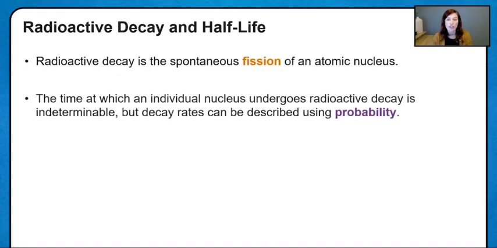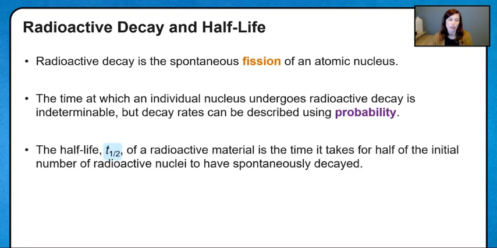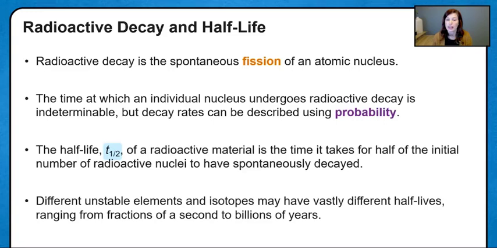The time at which an individual nucleus undergoes radioactive decay cannot be determined, but decay rate can be described using probability. So we have this quantity called the half-life. It's usually denoted T with a subscript of 1/2. The half-life of a radioactive material is the time it takes for half of the initial number of radioactive nuclei to spontaneously decay. Different unstable elements and isotopes have vastly different half-lives. Some of them are seconds, and some of them are billions of years.